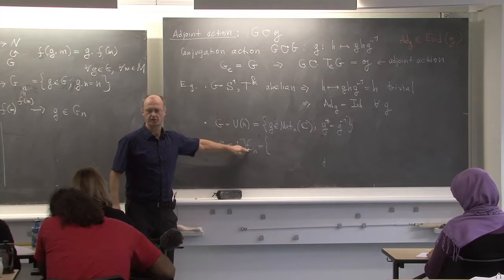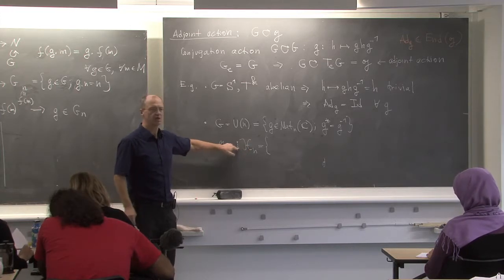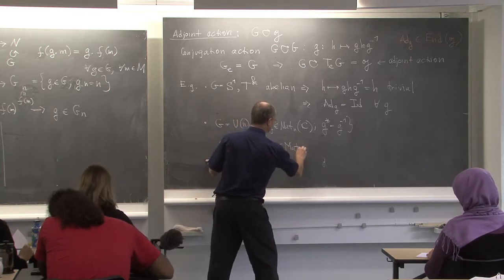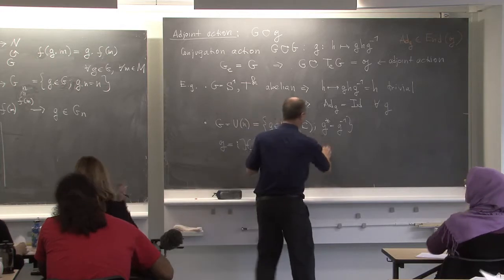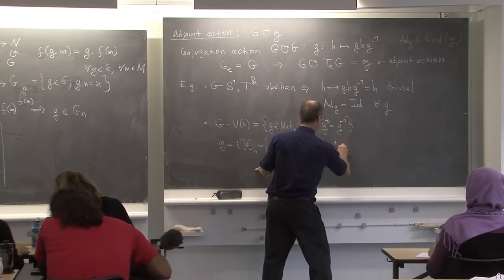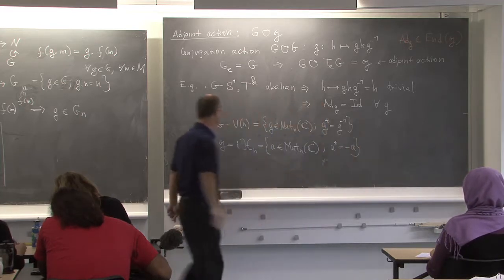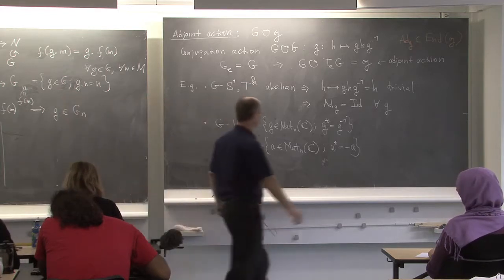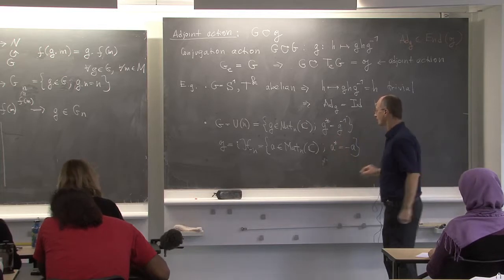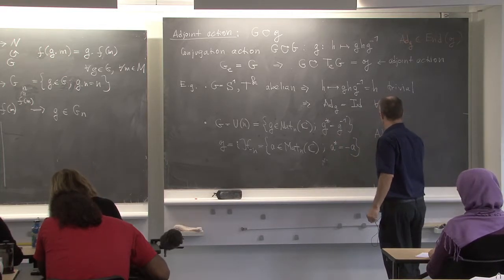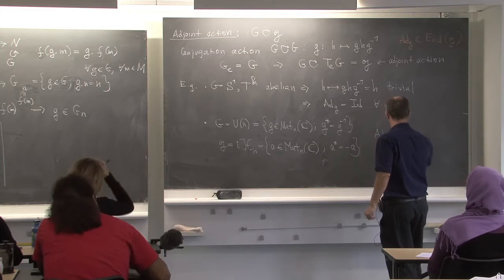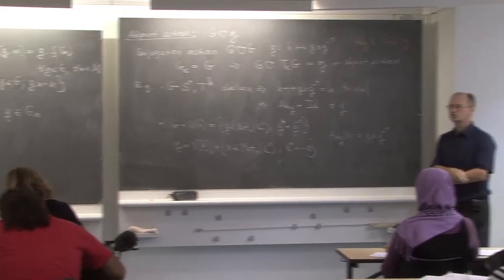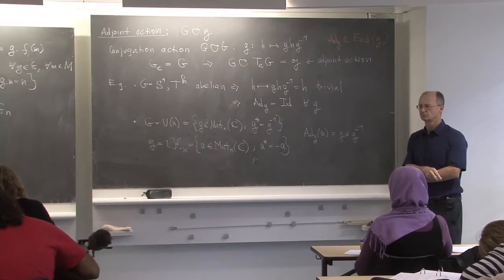So these are anti-Hermitian matrices. I denote Hermitian matrices by Hn, and I multiply by imaginary unit. So these are again complex matrices such that A star is equal to minus A. Right? So now what's the adjoint action? So this turns out to be simply the action by conjugation.